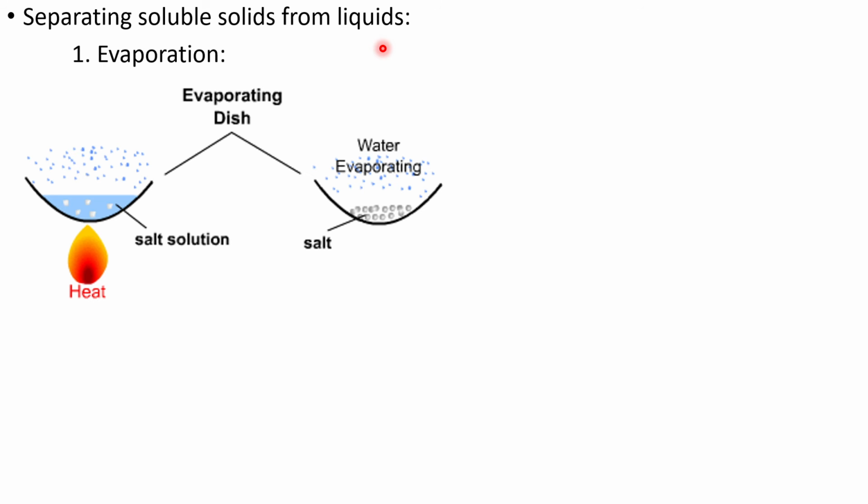evaporation. Like suppose if I add salt to water, the salt would dissolve in water. So how can I separate the salt from water? By evaporation. Okay, what happens is when I heat the mixture of salt and water, water would evaporate and the salt would be left on the utensil in which you are heating, or the apparatus in which the mixture is present. So by evaporation you can separate salt from water.